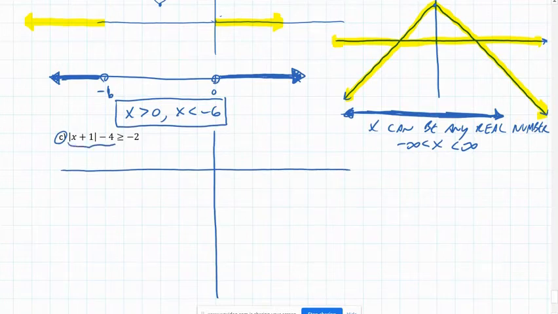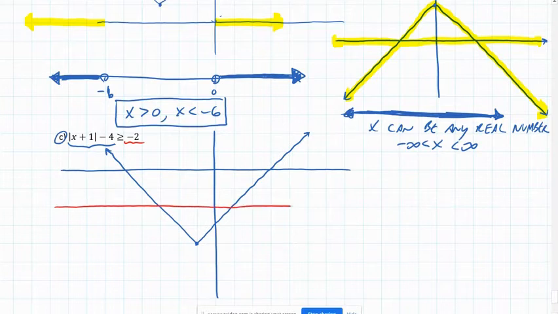So the left side is an absolute value graph shifted left 1 and down 4. And then if we graph the right side of the equation in red, y equals -2. Now we want to know where the left graph, it says, is greater than or equal to the red graph. So we're looking for where is the blue graph higher than the red graph, and that happens here and here.